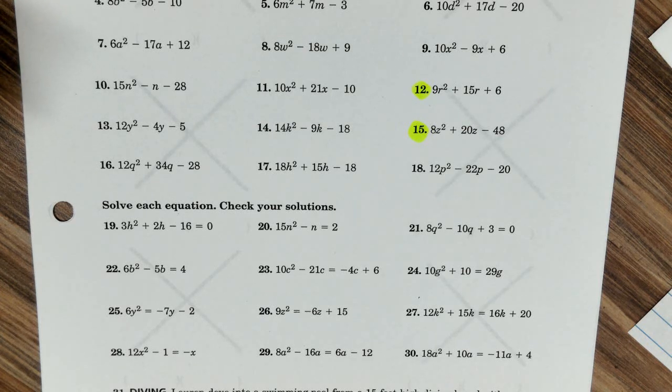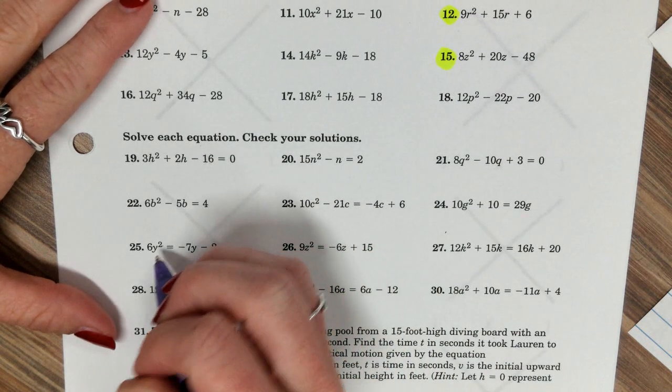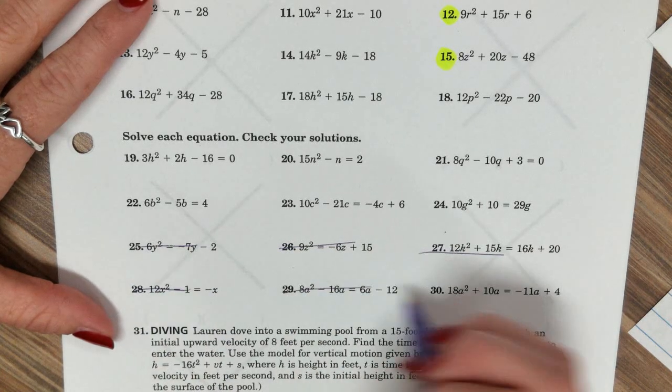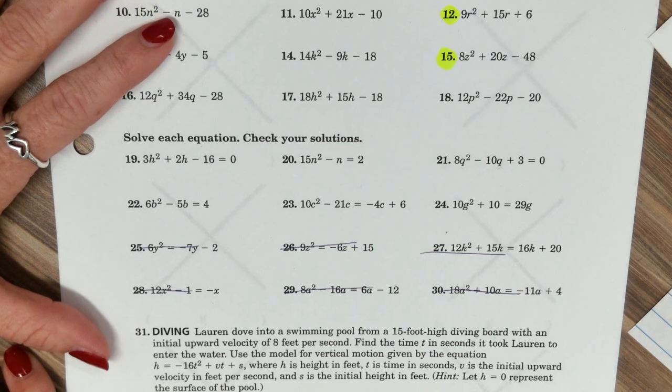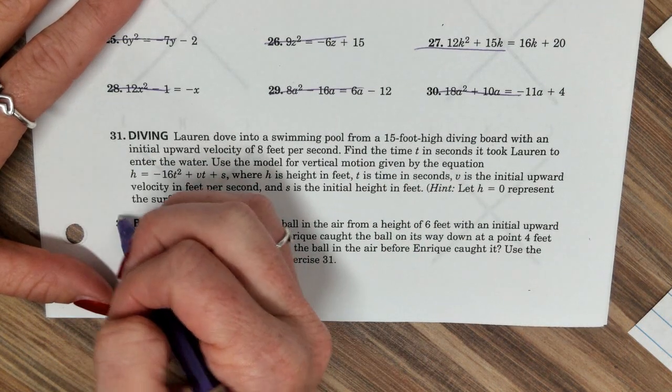And then on this part, let's just do 19 through 24. So I'll just try to shorten the assignment some, so you can take off 25, 26, 27, 28, 29, and 30. And then you are going to do number 31. You don't have to do number 32.